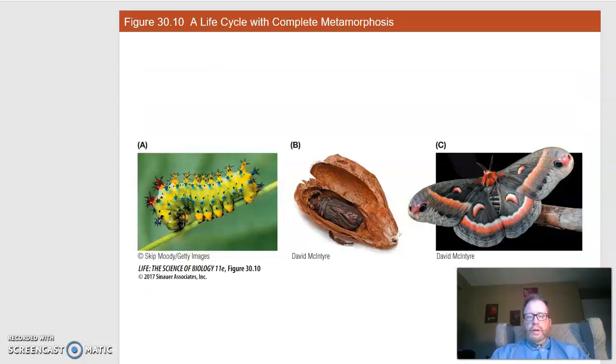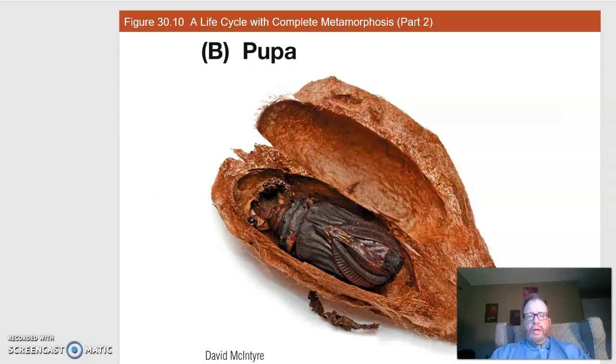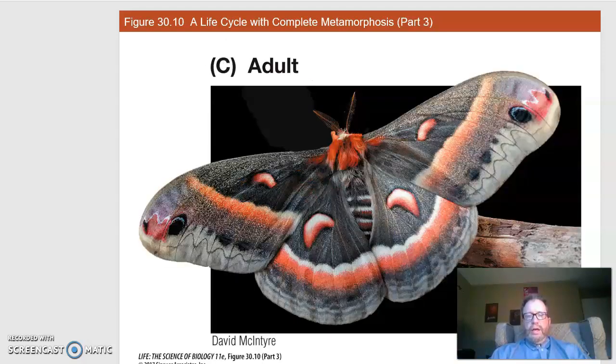Here's metamorphosis, right? So you probably learned this in grammar school. Many insects are born as larvae, like a caterpillar. Then they go into a pupa stage where they go through radical metamorphosis, and then they come out as an adult, which is radically different than the immature form.